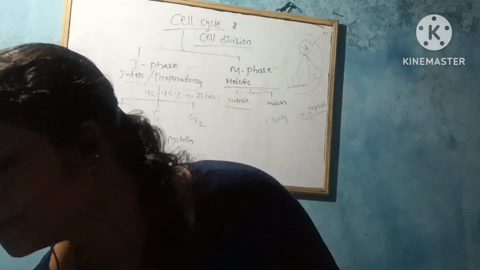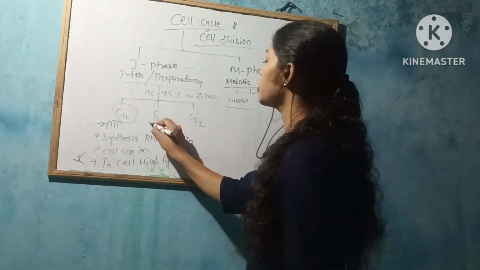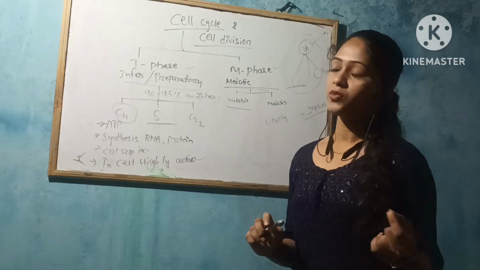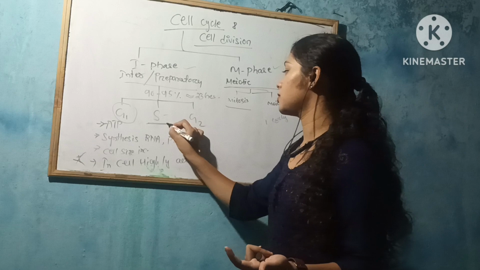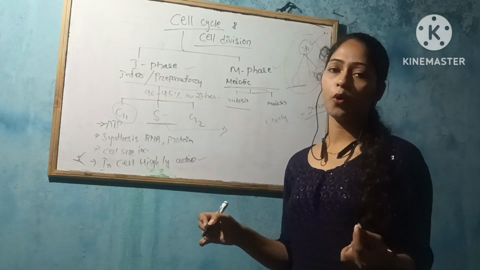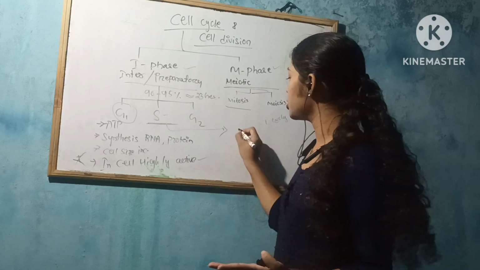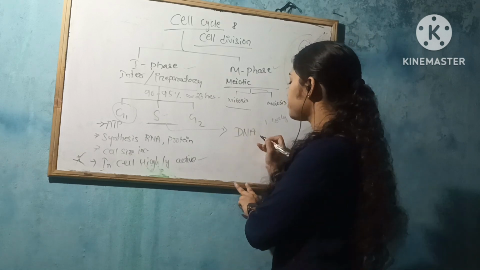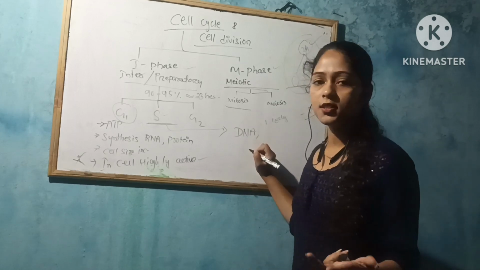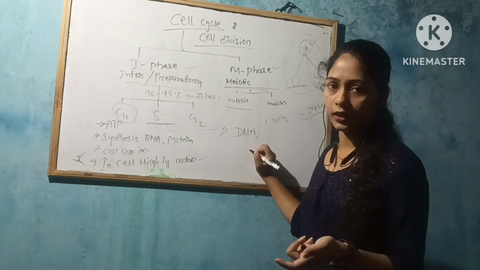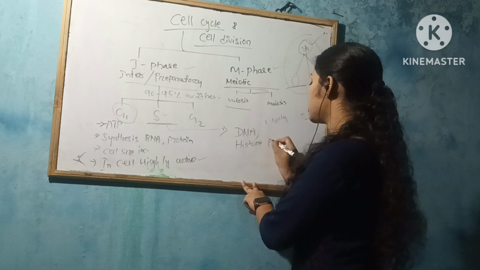I hope it's clear. So now we're going to discuss the S phase. You can remember S phase as the synthesis phase. What is synthesized in S phase? The most important part of the cell, that is your DNA. DNA is synthesized during S phase. Along with DNA synthesis, in order to package the DNA, histone proteins are also synthesized during this phase.